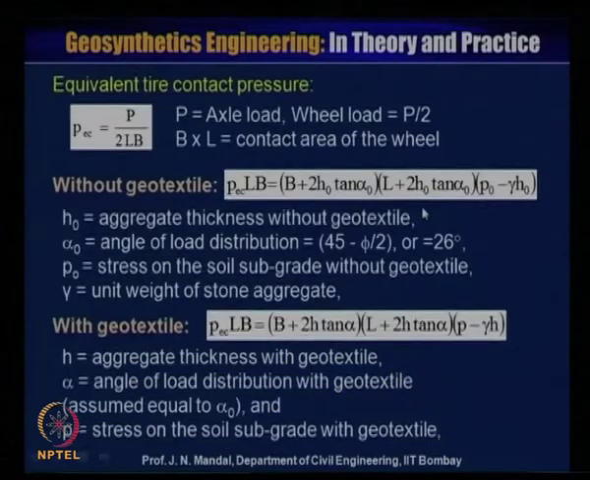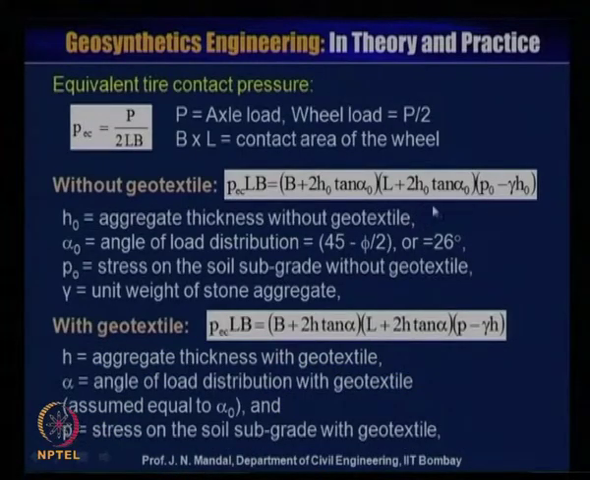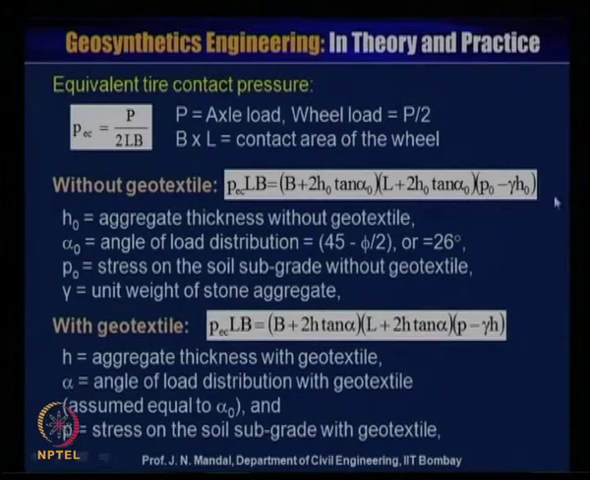So, that means B plus 2 H0 tan alpha 0. Similarly, L plus 2 H0 tan alpha 0. You can see this side is the L. So, this will be L plus 2 H0 tan alpha 0. And here, the stress is P0. So, it will be P0 minus gamma H0.